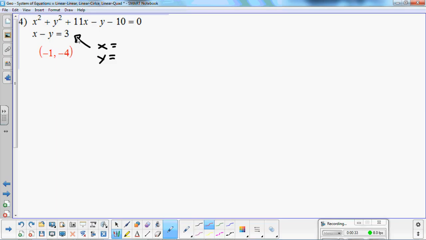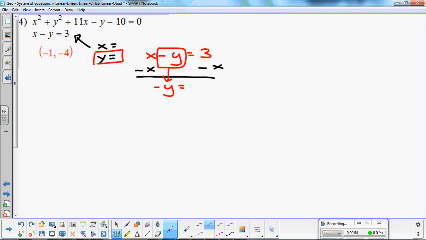I'm going to choose to solve this linear equation for y. So in doing so, I have x minus y equals 3. I'm going to subtract x, and when I do so, that's a negative sign with the y, so I'll get -y equals -x plus 3. What I want to do is divide everything by -1, and I get y equals x minus 3.